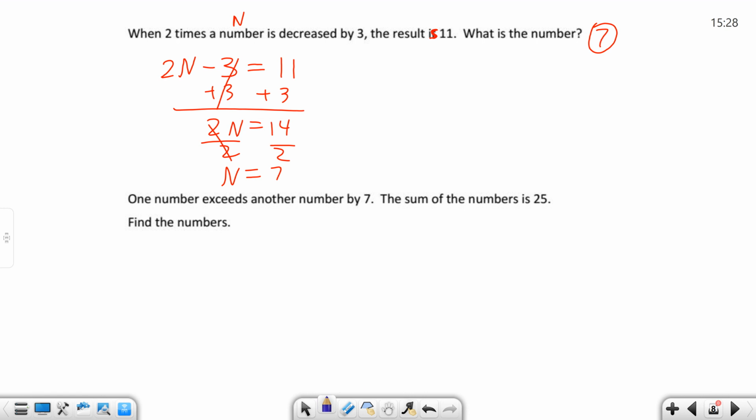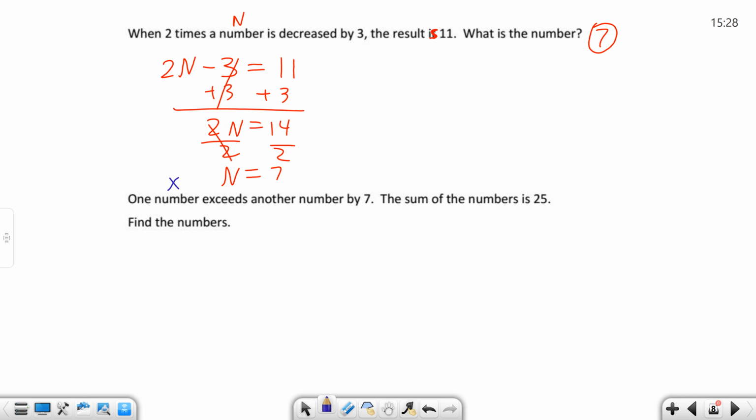So the next one says one number exceeds another number by 7. The sum of the numbers is 25. Find the numbers. Now, here's the deal. You got 2 numbers here, but call one of them something. One number exceeds another number by 7. So one number, let's call it x this time, and it exceeds the other number by 7.